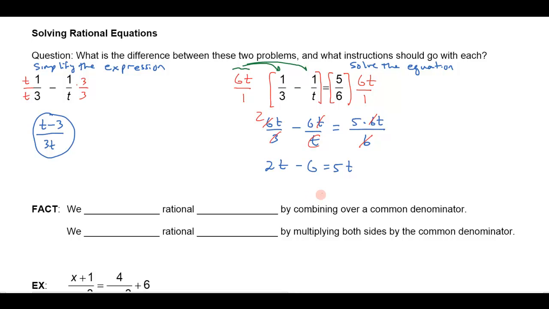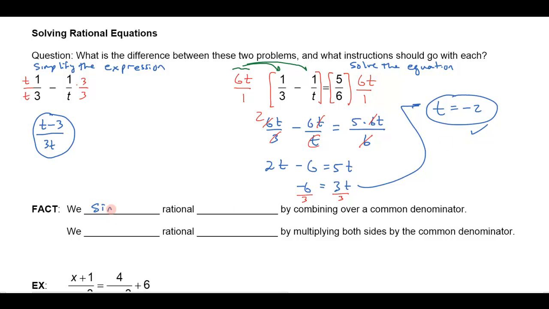So let's go ahead and take the 2t on this side. So 3t would be negative 6, and then if I divide both sides by 3, I'll get t equals negative 2 for my solution. And you could check real quick. If I were to take 1/3 minus 1 over negative 2, that'd be the same thing as adding a half, and it does work out that a third plus a half is 5/6. So that does check.